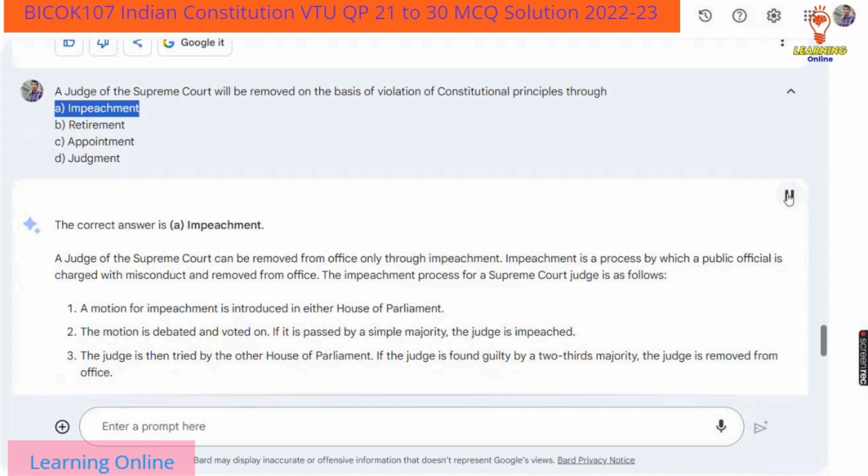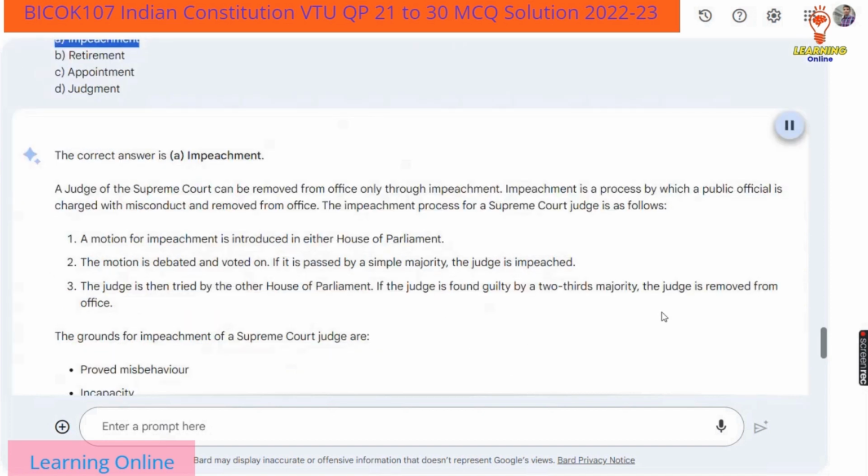1. A motion for impeachment is introduced in either House of Parliament. 2. The motion is debated and voted on. If it is passed by a simple majority, the judge is impeached. 3. The judge is then tried by the other House of Parliament. If the judge is found guilty by a two-thirds majority, the judge is removed from office.